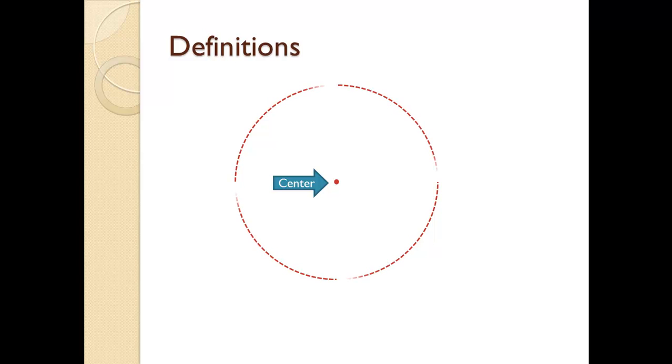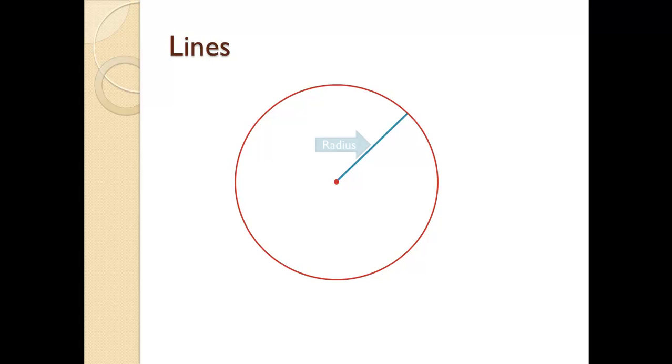We need to have a few definitions. This is the center. The circle itself is a line that goes around the center, and we call that the circumference. Think of it as the wall or the fence that goes around the center. A straight line from the center of the circle to the outside of the circle, we're going to call that a radius.